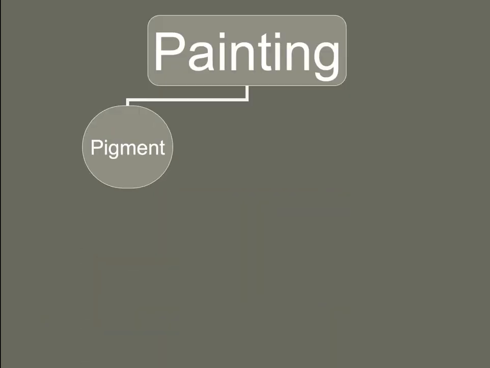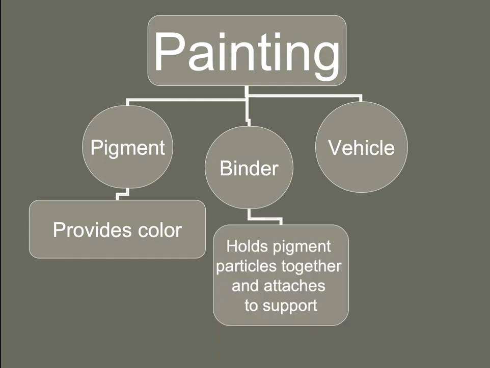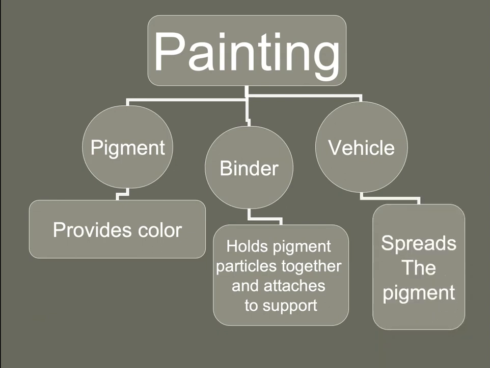When we're talking about painting, we're going to be talking of a material that's made with three elements: pigment, binder, and vehicle. Pigment is going to provide the color. The binder holds the pigment particles together and attaches the paint to the support. And then the vehicle is going to be there to spread the pigment. An example of that would be oil. With oil paint, it's going to be turpentine. With tempera paint, it's going to be water.